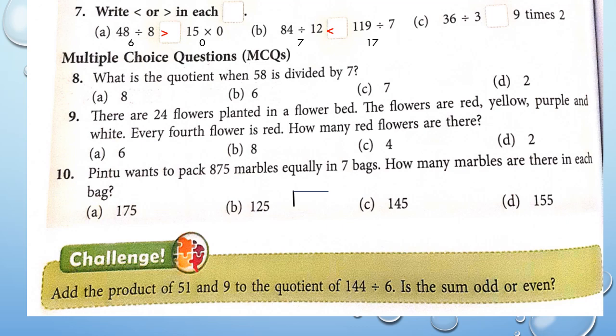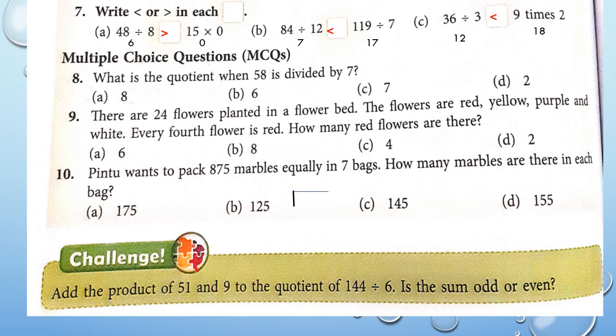Here 36 divided by 3. So 3 ones are 3, 3 twos are 6. So 12 will be the answer, and 9 times 2 means 9 twos are 18. So which sign will come? 12 is less than 18.